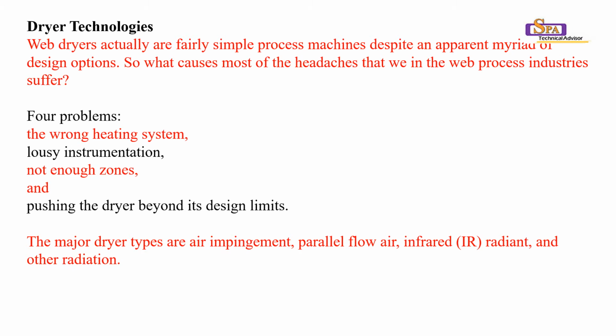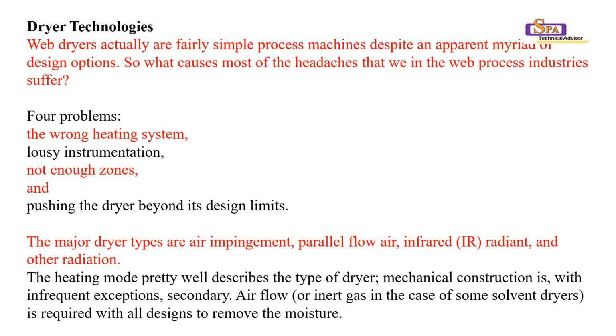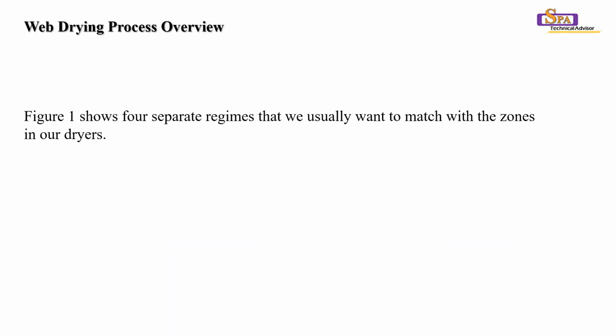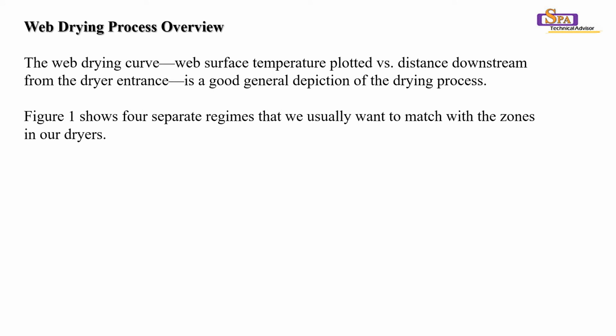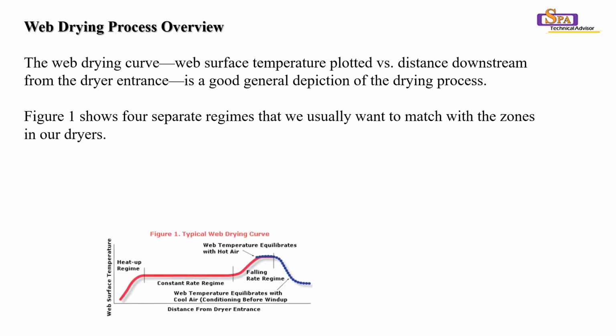The major dryer types are air impingement, parallel flow, infrared radiant, and other radiations. Web drying process overview. Figure 1 shows four separate regimes. Like you can see, there is a regime of heat up, then there is one constant rate regime, then falling rate, and then at the end the web temperature is equivalent with the cool air.